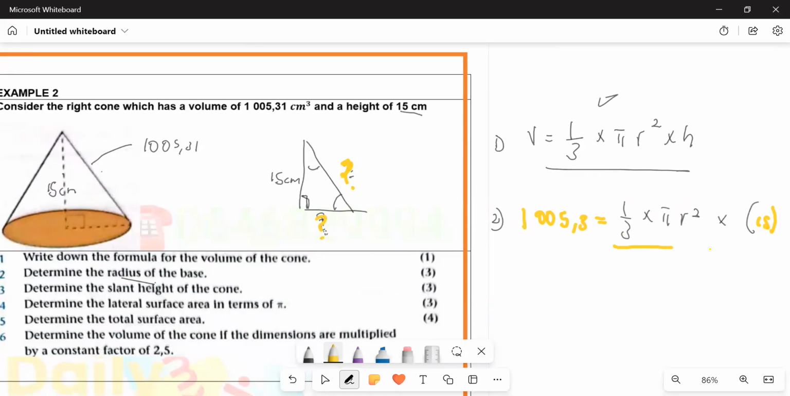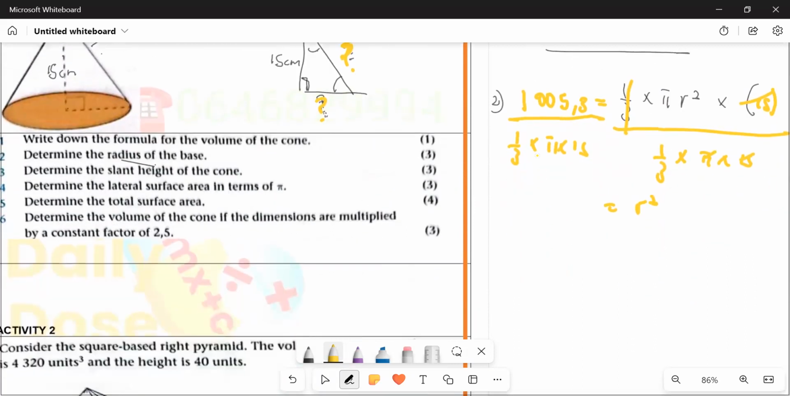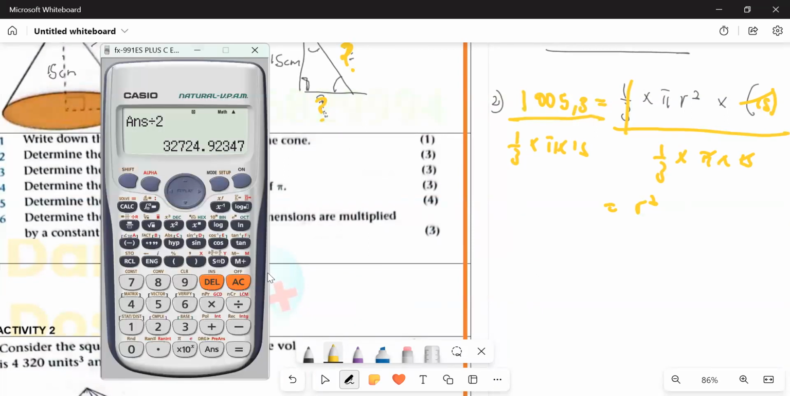So I want to get r here. How am I going to get r? I divide by 1/3 multiplied by pi, multiplied by 15. Even this side, I divide by 1/3 multiplied by pi, multiplied by 15. And you see 1/3 will divide 1/3, 15 will divide 15, pi will divide pi, and then I'm going to be left with what? r squared.